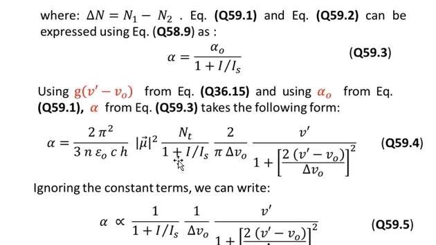So you see that we have this expression, and the total population NT is present in this expression. 1 plus I over IS is also present in the denominator of NT, and the rest of the quantities come from g of nu prime minus nu naught as from equation number 36.15. So this full expression of the absorption coefficient in the presence of both the beams, that is the saturating beam and the probe beam, is given by equation number 4.